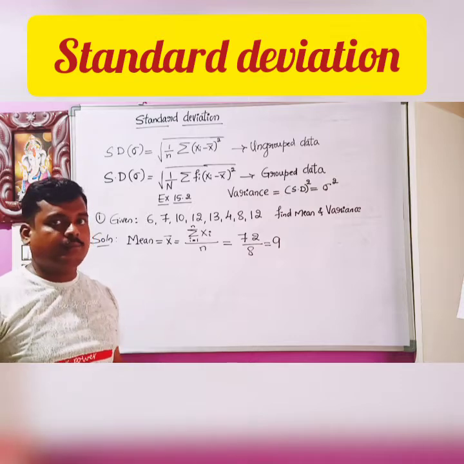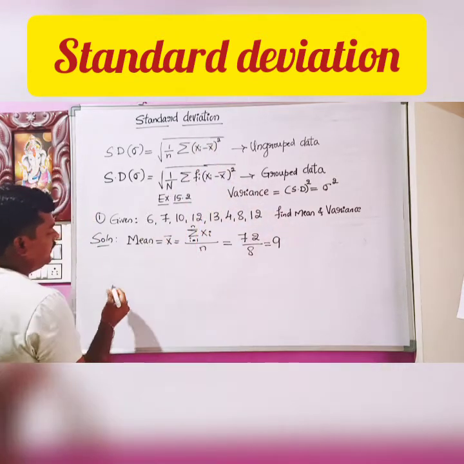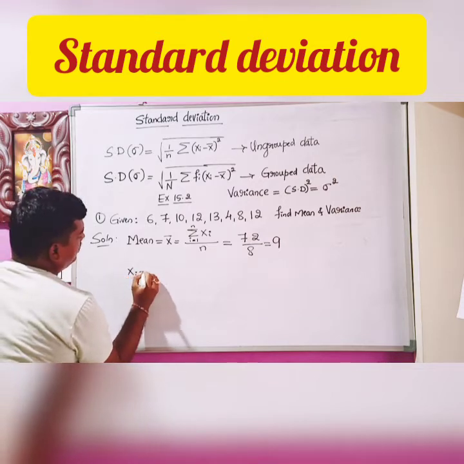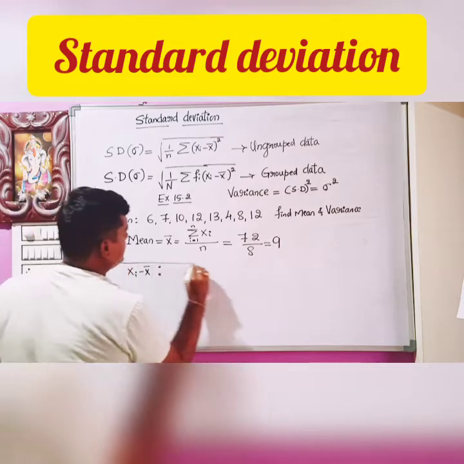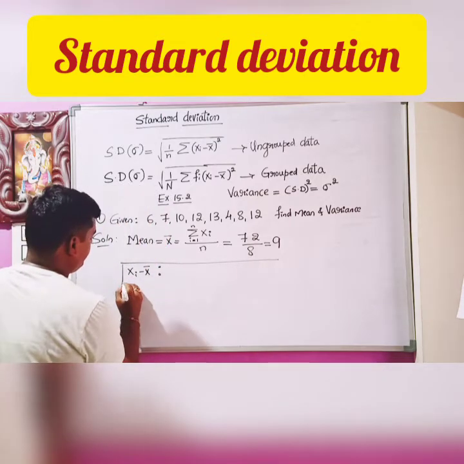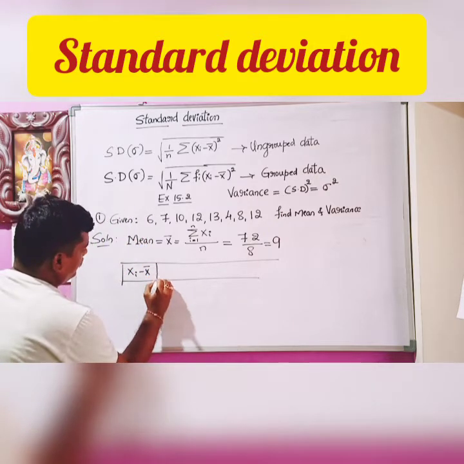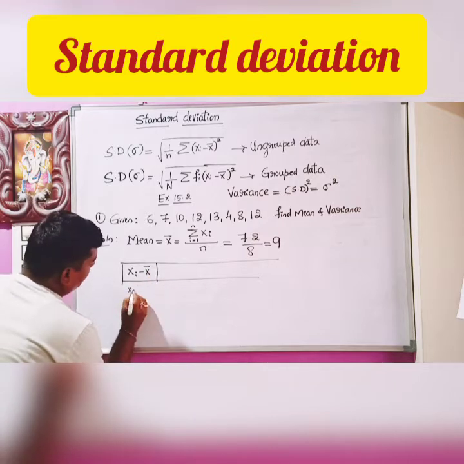It is called the mean. Now to find xi minus x bar whole square, we need xi minus x bar first. What is xi minus x bar now? We find xi minus x bar and xi minus x bar whole square.